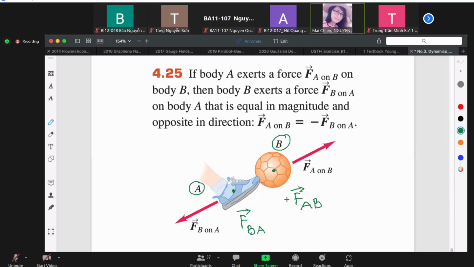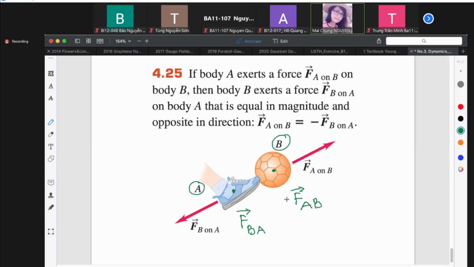So the content of the third Newton law is that every action has an equal and opposite reaction. Is that true? If A acts on B, that means B acts on A. Do you agree?